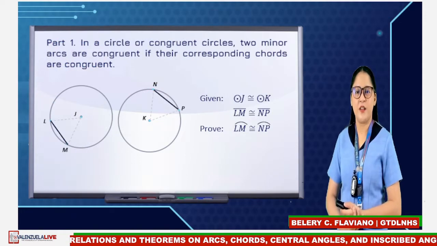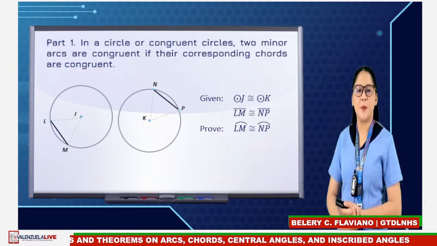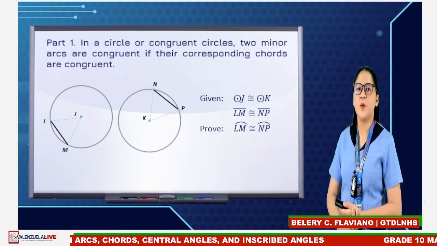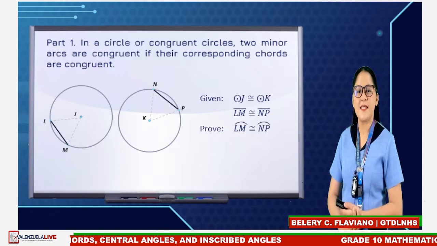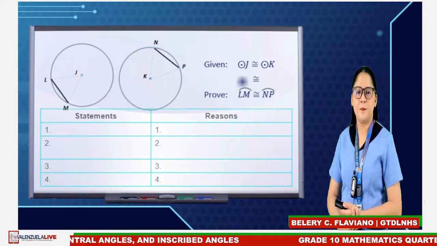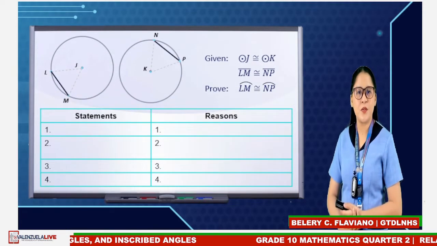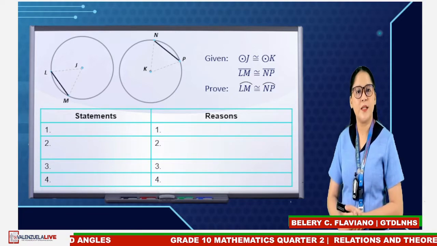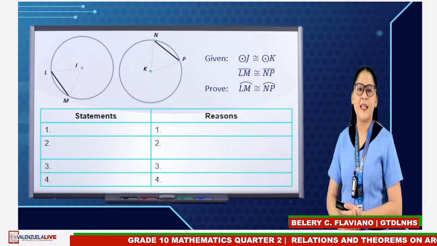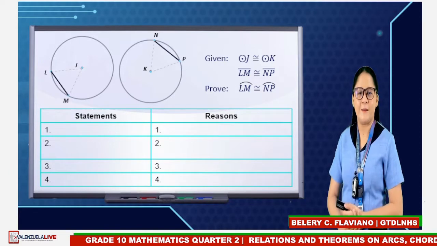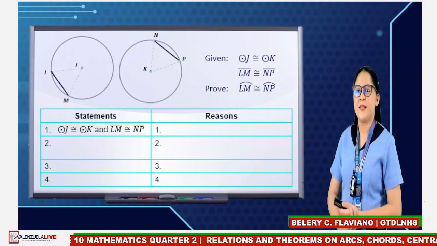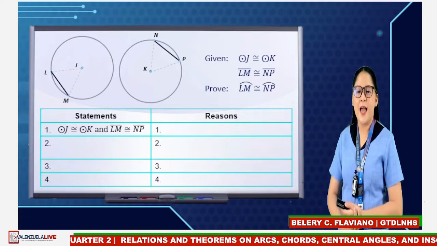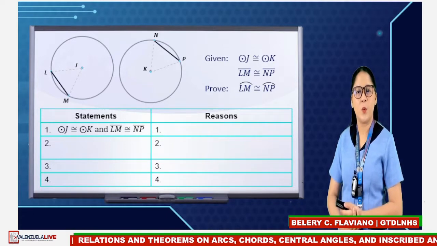Let's prove the first part of the theorem. In a circle or congruent circles, two minor arcs are congruent if their corresponding chords are congruent. So consider these circles. The given are: circle J is congruent to circle K. Then segment LM or chord LM is congruent with chord NP. We will prove that arc LM is also congruent with arc NP.